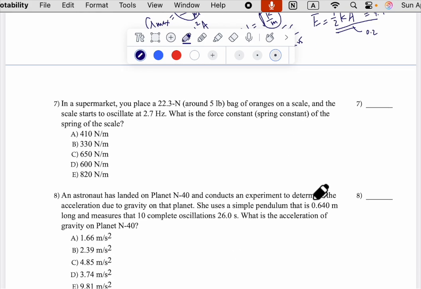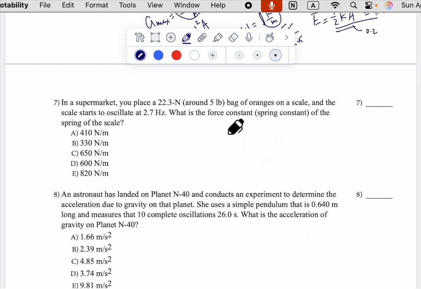Number 7, in a supermarket, this is basically a weight, 22.3 Newton. This gives you mass equal to 22.3 over 9.8. So this is your mass, in kg. You can divide by 9.81, because weight equals mg, so m equals weight over g. And the scale starts to oscillate. So this is your frequency.